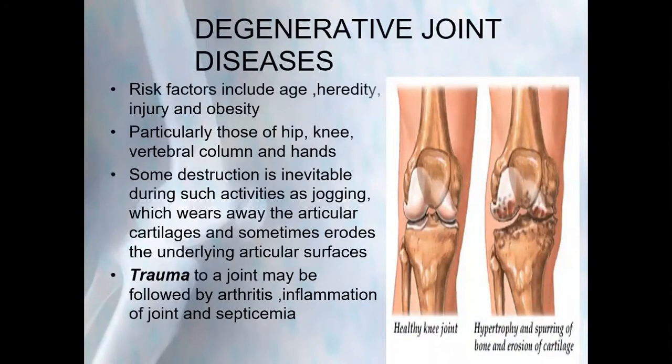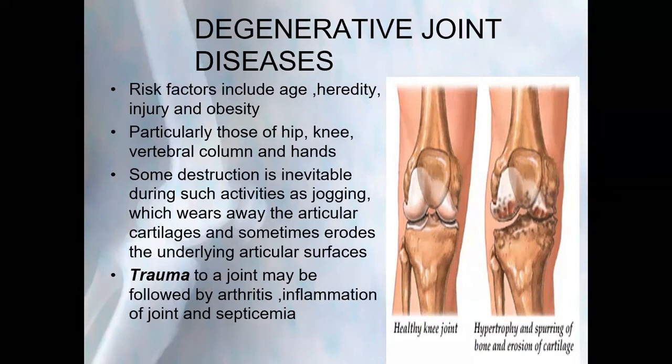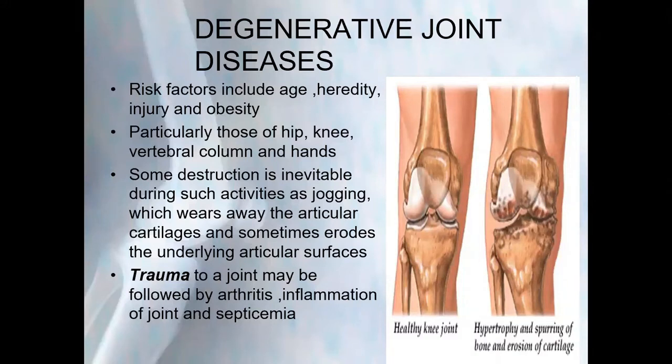Degenerative diseases of the joints are a very important clinical topic. Risk factors include age, heredity, injury, and obesity, particularly for the hip joint, knee joint, vertebral column, and the hand. Some destructive activity also comes from jogging, jumping, and other stressful activities. Trauma to the joint may be followed by arthritis, inflammation of the joint, and septicemia.